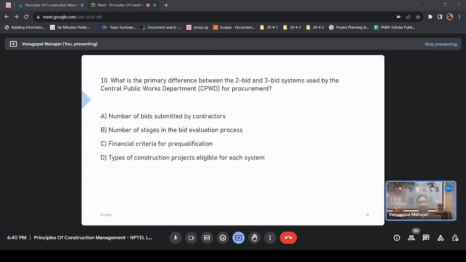B. Yeah. Now, when you go through the CPWD Works Manual, you'll find that they have a 2-bid system and a 3-bid system. And surprisingly, they have a system where they don't even invite tenders. If you have seen the CPWD Works Manual, it is a good document to give you a general overview of contracts. You all should go through it once. Okay, so what is the primary difference between the 2-bid and 3-bid system?